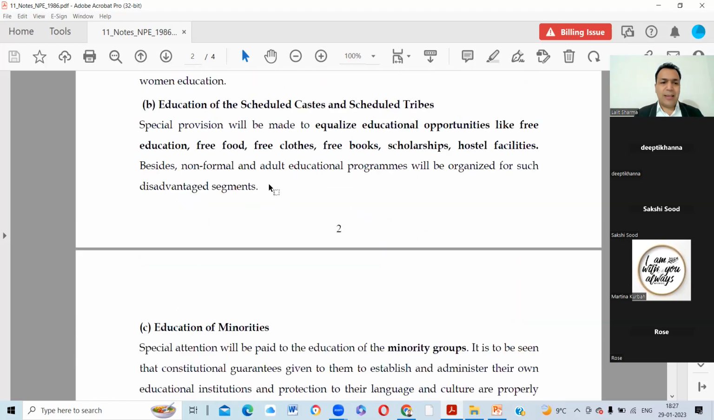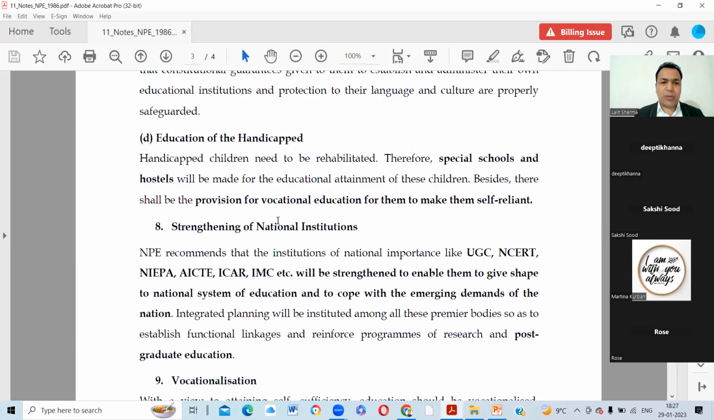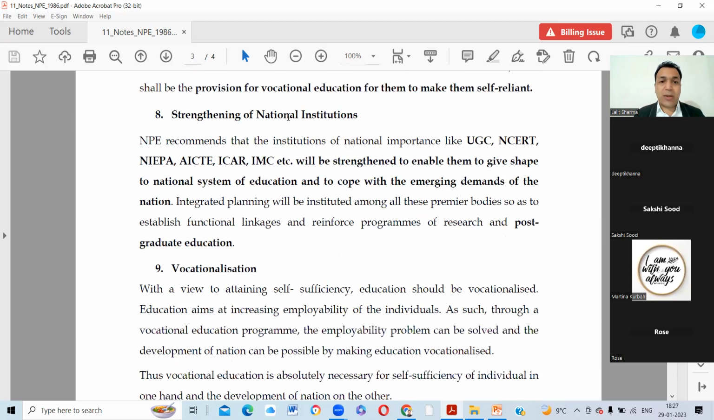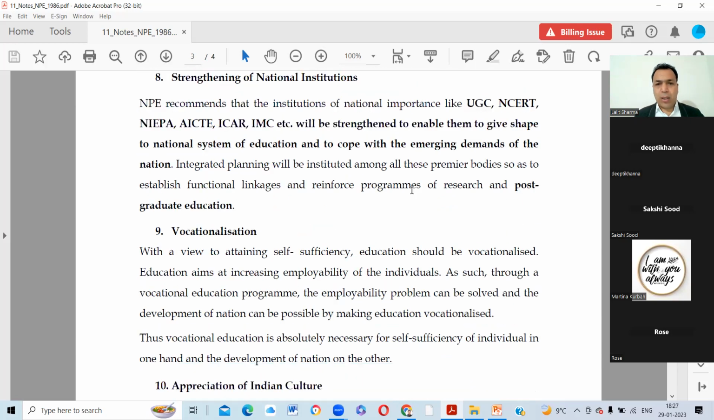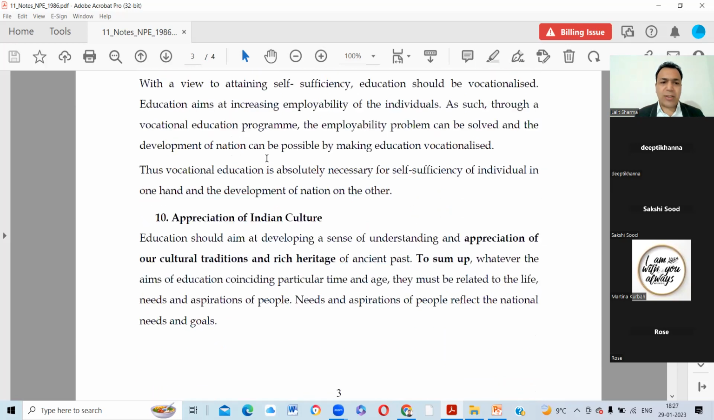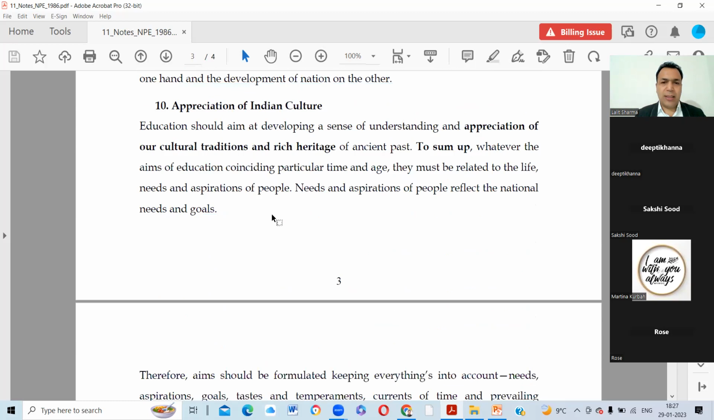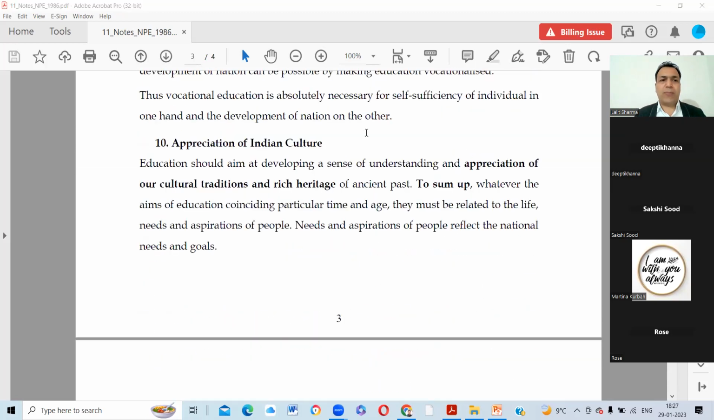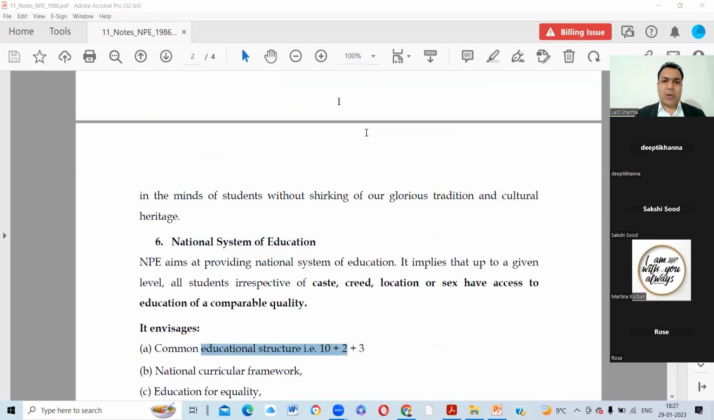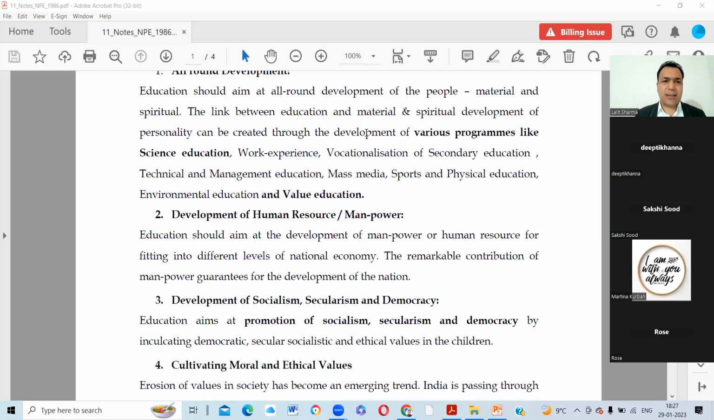Education for equality, education for minorities, education for the handicapped, strengthening of national institutions like UGC, NCERT, NEPA, AICTE, ICAR, IMC. Okay, these are all national institutions. Okay, so vocationalization, work on vocationalization, appreciation of Indian culture. So these are all the points, guys, you have to talk about under the National Policy of Education 1986. Okay.